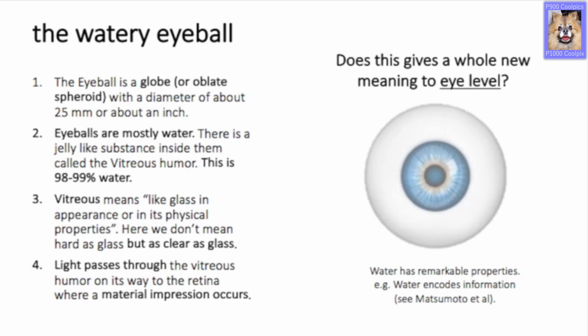Now, does that give a whole new meaning to the words eye level? I'll leave that as a question at the moment. I have an opinion on that. People looking further at the properties of water should also look at Matsumoto and his experiments on water encoding information when flash frozen and being played music.